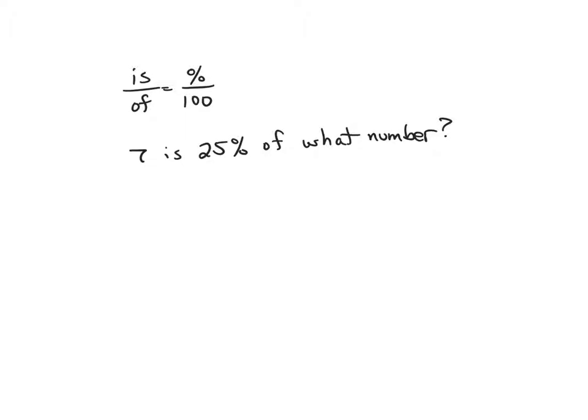Here's the third type of problem that we talked about. 7 is 25% of what number? Once again, the number 25 is attached to the percent, so the right side of my proportion is going to be 25 over 100. I have 7 is, so the 7 needs to be the top part of the left side of the proportion. It says of what number? I don't know my of, so that's going to be my x.